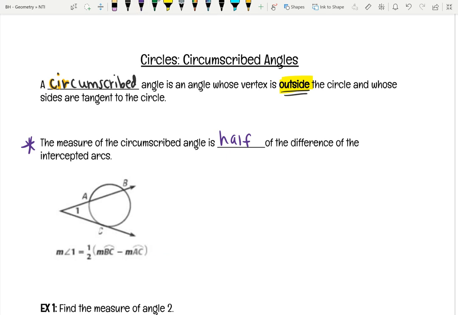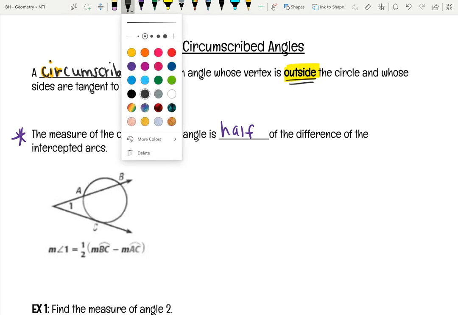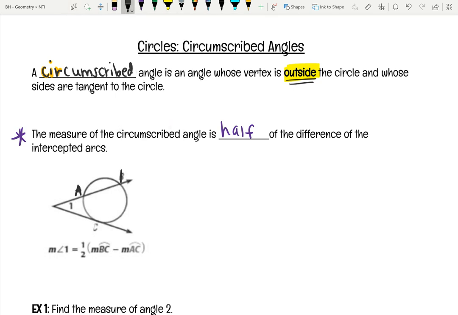So let's just go through some of the vocabulary with this image. This is an A, if you can't read it, guys, this is an A, B, and C. Okay, so angle 1 here is your circumscribed angle. And remember, that just means that it's outside of the circle, and the sides are tangent to the circle. I'm not going to touch on that as much, but just remember it's the one that's outside of it and it forms that angle.